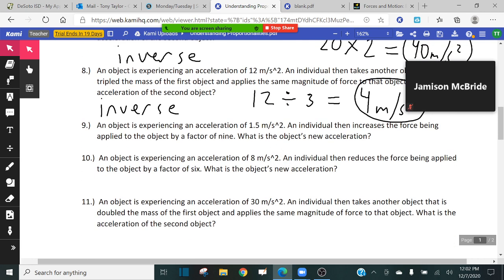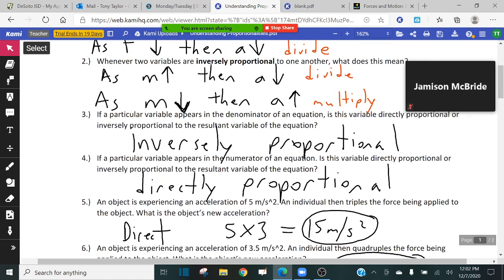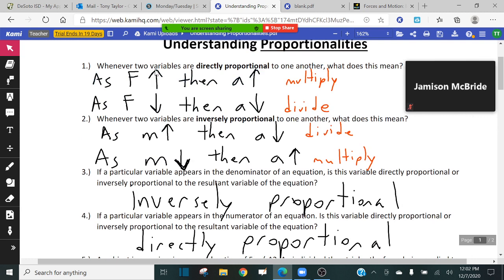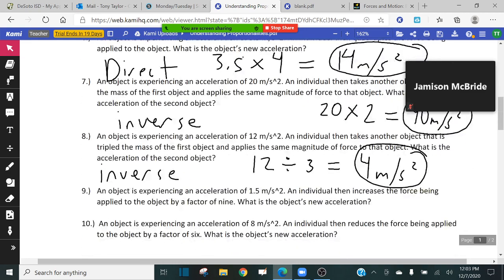Okay, look at number 9. Number 9 says an object is experiencing an acceleration of 1.5 meters per second squared. An individual then increases the force being applied on the object by a factor of 9. What is the object's new acceleration? Our force is increasing by a factor of 9. So that means we're in this situation right here with the top where force is going up. If force increases, then acceleration better increase. So we need to multiply by a factor of 9 here.